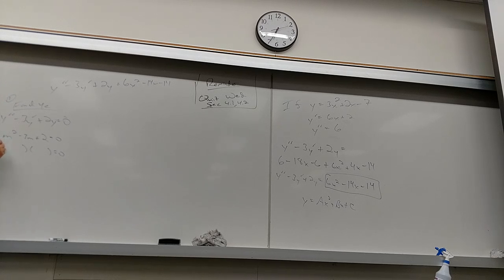So, of course, how do you factor this? So you get m equals 2 and 1. So what's the complementary solution? It will be yc equals c1 e to the 2x plus c2 e to the x. I love it. Distinct real roots. We love those. They kick ass.